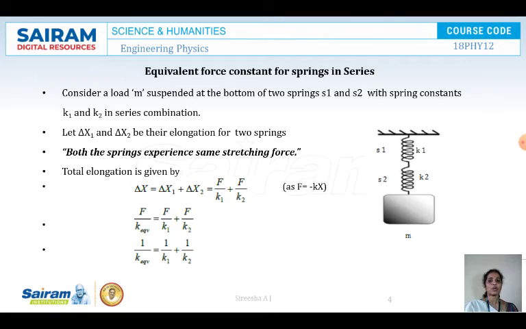So, the equivalent spring constant for the two springs in series is 1 by k equivalent is equal to 1 by k1 plus 1 by k2. K1, k2 are the spring constants of the springs S1 and S2 respectively.